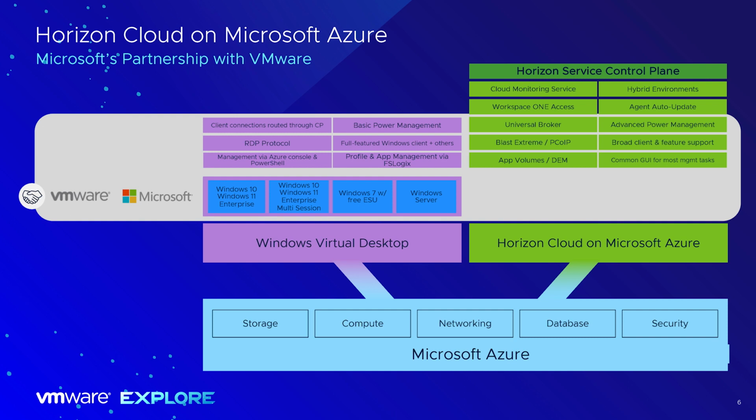Windows 7 wasn't supported, I think, for a year prior to that. And then also Windows Server can all be leveraged for Windows Virtual Desktop. The question I get a lot is, okay, what does that mean for Horizon Cloud? If I can already leverage those things for Windows Virtual Desktop, why would I use Horizon Cloud on Microsoft Azure?